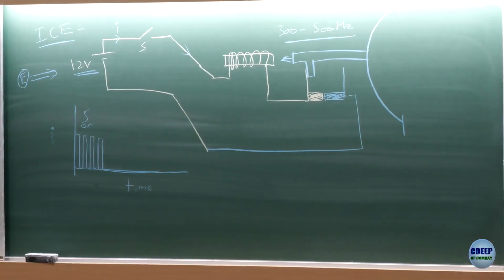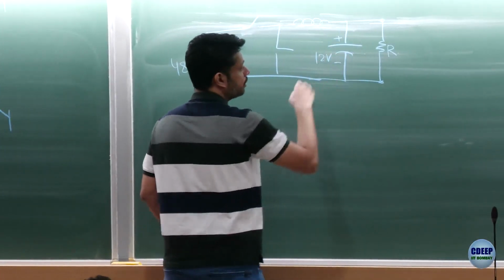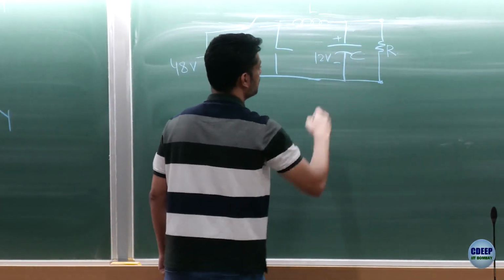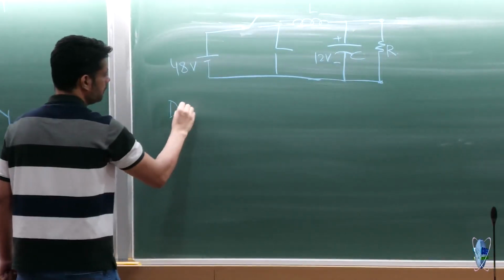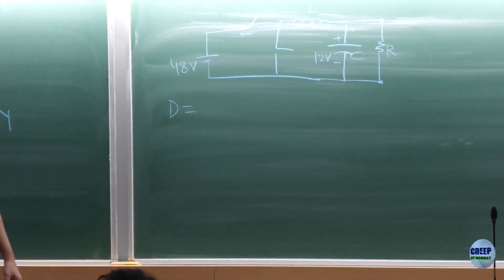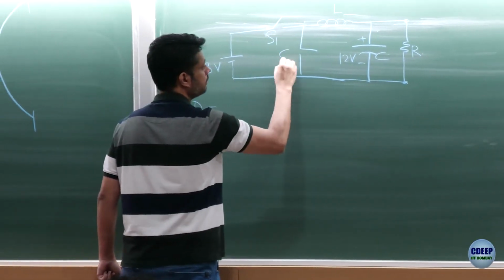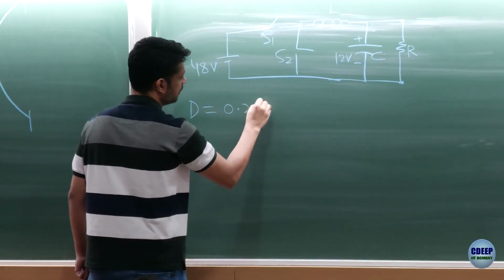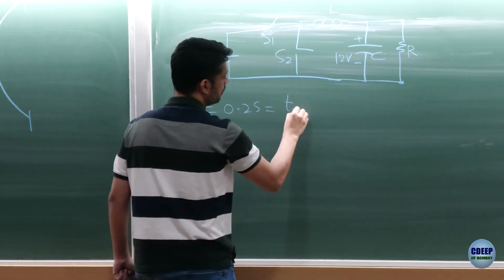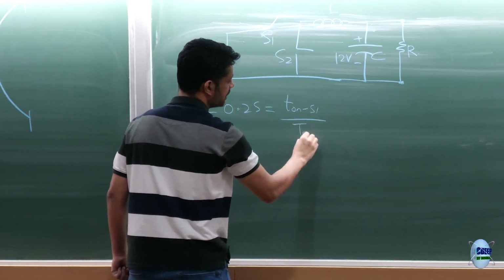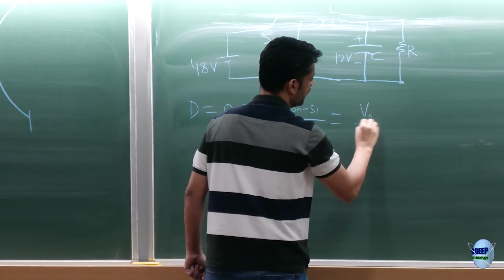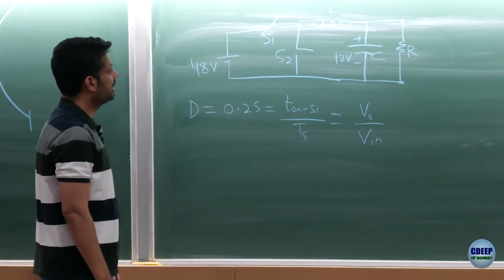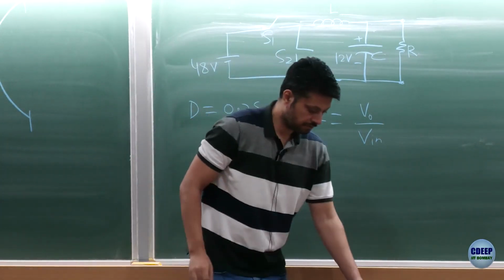So this is 48, you want 12 volt output, right? This is inductor, this is capacitor. What should be the duty cycle for the switch S1? 0.25, right, which is nothing but T on of S1 upon total Ts, which is nothing but VO by Vin, right? Alright, then the next question is, I can draw the waveforms.